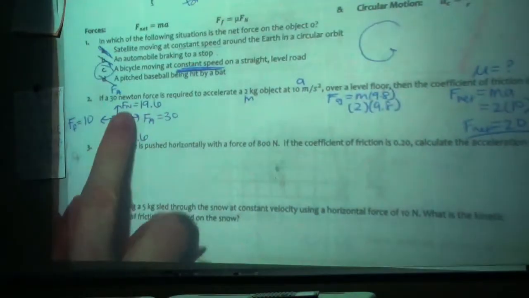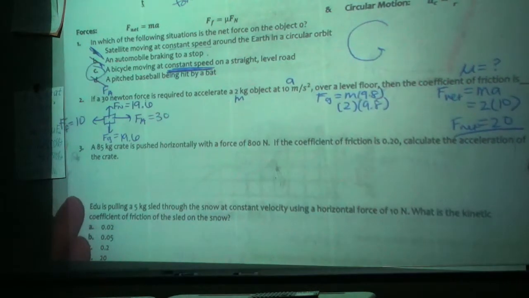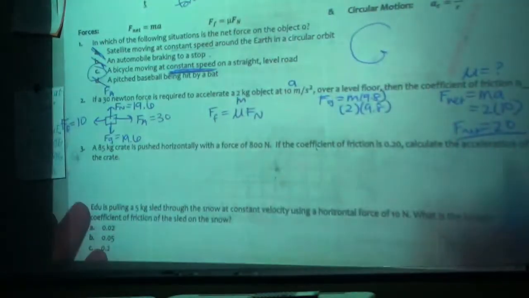And you can always double check. 30 minus 10, yeah, that gives me a net force of 20. And then last thing is I need to find the actual coefficient of friction. So the only equation with coefficient of friction is this. FF is mu Fn. FF we just said was 10, looking for mu.